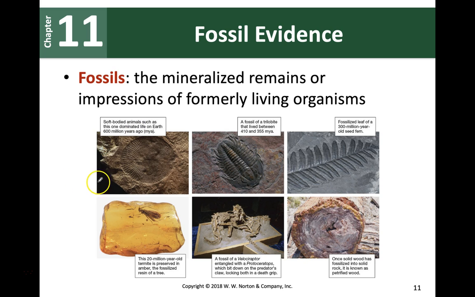As you can see here, we have different types of soft body animal fossil. It tells you it lived 600 million years ago. And then this is another fossil from 400 to 350 million years ago. And then we have this fossil leaf 300 million years ago. And look at this beautiful fossil. This is a 20 million year old termite, which was actually preserved in amber. So imagine how happy this person would be who found this fossil for the first time.